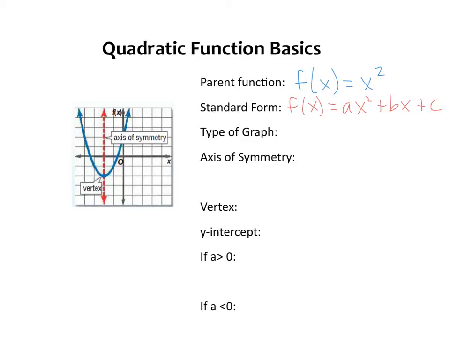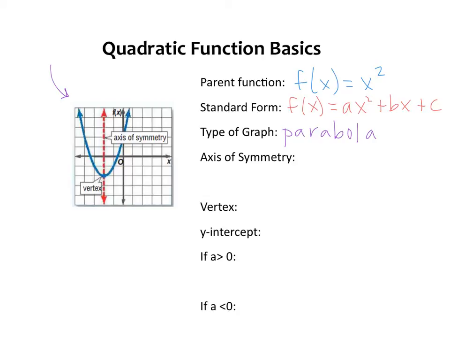The type of graph that we are going to be talking about with quadratics is called a parabola. Go ahead and say that a few times out loud. Parabola, parabola. If we look over here at the graph, that would be the blue line here, and that is a U-shaped graph. It can open upwards, it can open downwards here for quadratics.